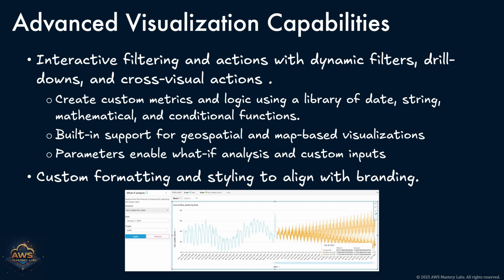Adding to this interactivity are parameters and controls. Parameters allow users to input values or make selections, such as choosing a time range, selecting regions, or running what-if scenarios, and see dashboards update in real time. These parameters are tied to controls like drop-down menus, sliders, or text boxes, giving users a personalized and flexible experience. In terms of design, QuickSight offers custom formatting options that help bring your dashboards to life. You can create polished, on-brand visual presentations that are ready for stakeholders.